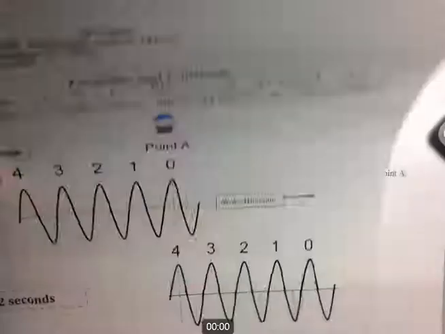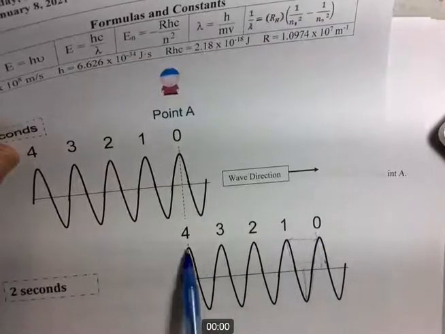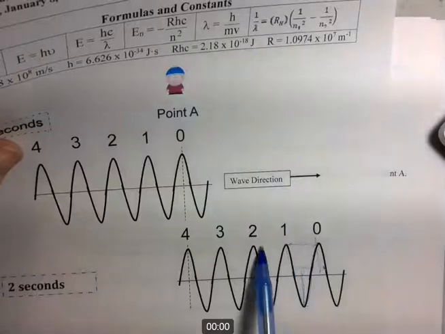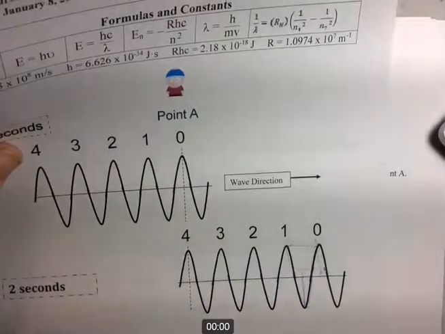Okay, if the distance from crest 0 to crest 4 is 12 meters, what is the distance of one wavelength? So if here to here is 12 meters, well, divide 12 by 4, and that means this would be 3 meters, 3 meters, 3 meters, 3 meters. Therefore, the wavelength is 3 meters.